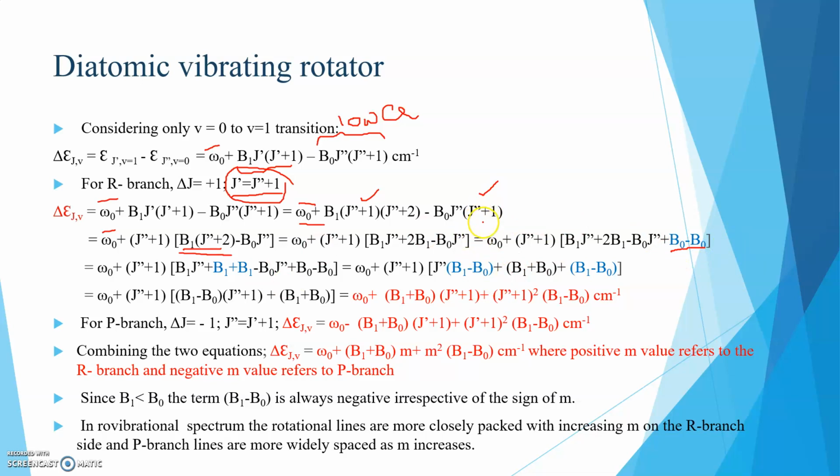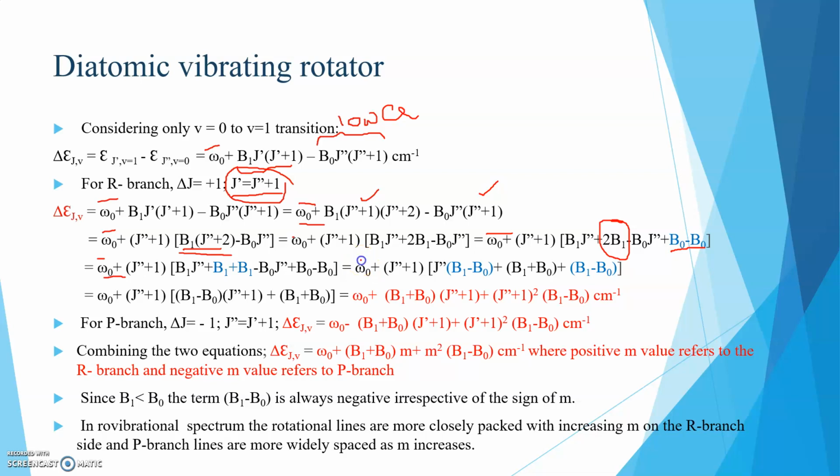You're going to add and subtract B0, and you will get omega bar 0 plus (J double dash plus 1) B1 J double dash plus 2B1 minus B0 J double dash plus B0 minus B0. In the next step, you're going to write 2B1 as B1 plus B1. Therefore, you will get an expression like omega bar 0 plus (J double dash plus 1) B1 J double dash plus B1 minus B0 J double dash plus B0 minus B0.